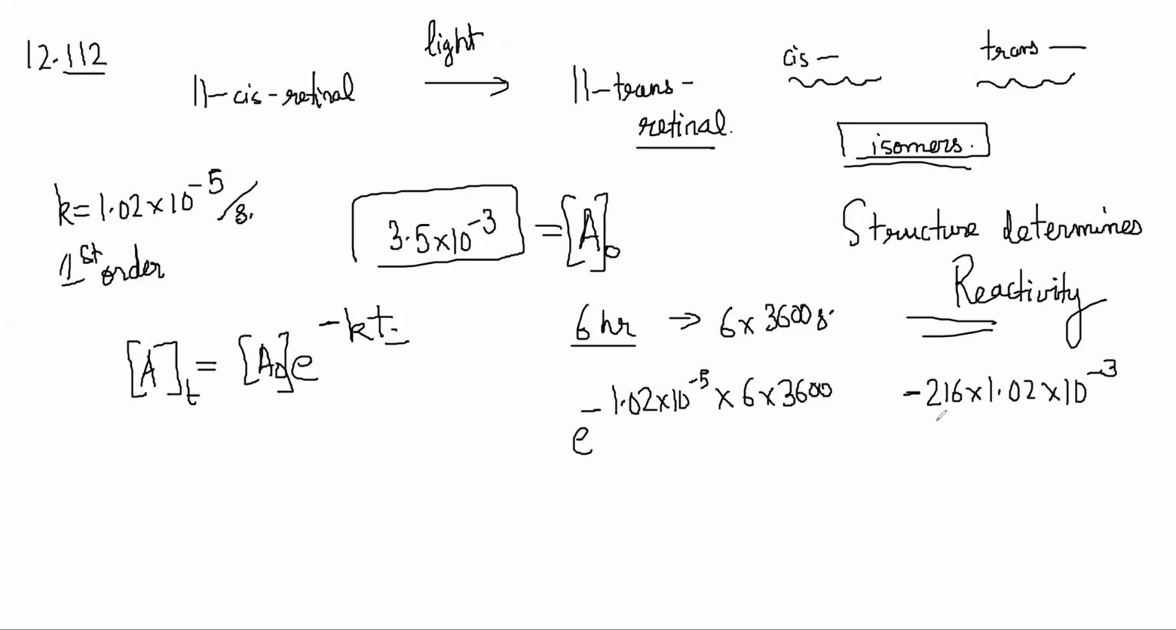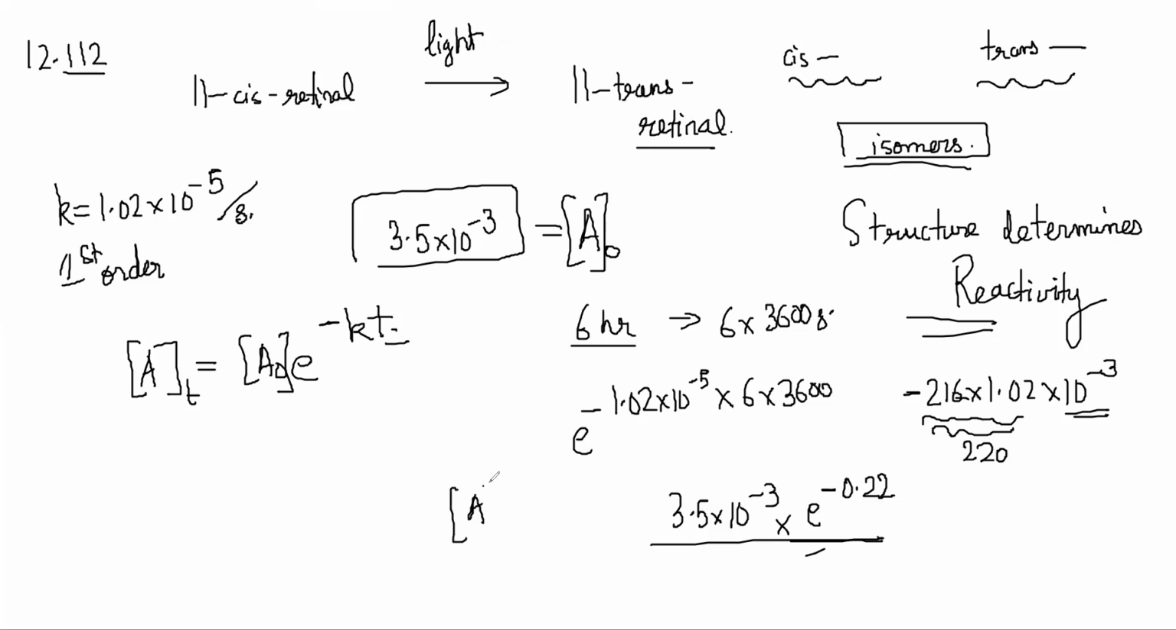So almost the same as 216, so almost 0.22, right? This part will be almost 220, let's say, only 0.22. So this is 3.5 into 10 power minus 3 into e power minus 0.22. This is the final concentration.